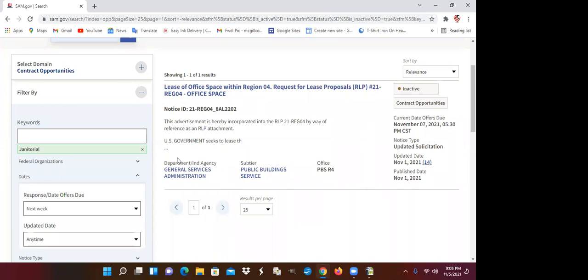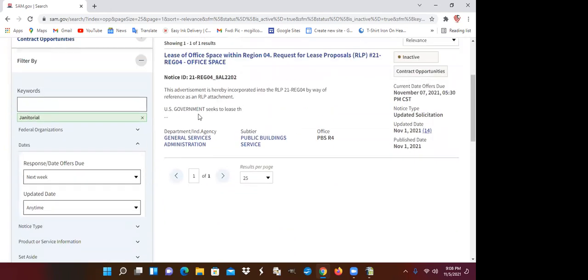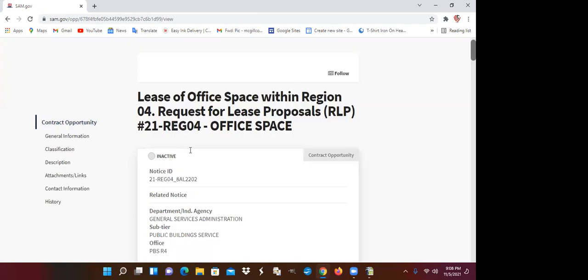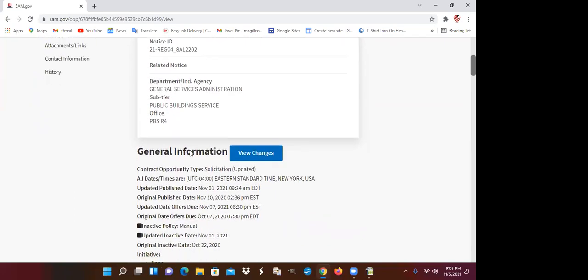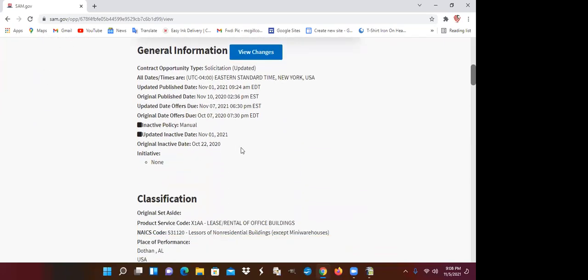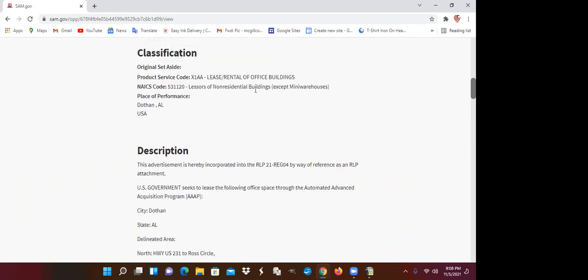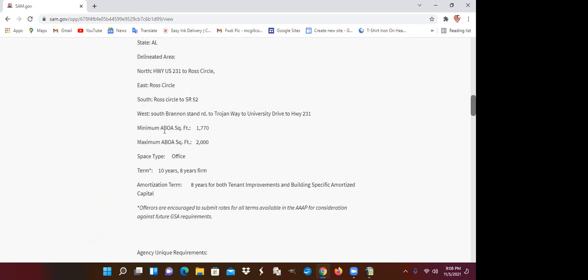It's Monday, I believe. Yeah, so if it ain't picked up Monday, it's gonna go past that. But damn, this is a good contract. Ain't no real estate agents out here. No, I guess not. Lease of non-residential building except warehouses. This is in Dothan, Alabama. They're looking for a minimum of 1,770 square feet, maximum 2,000.